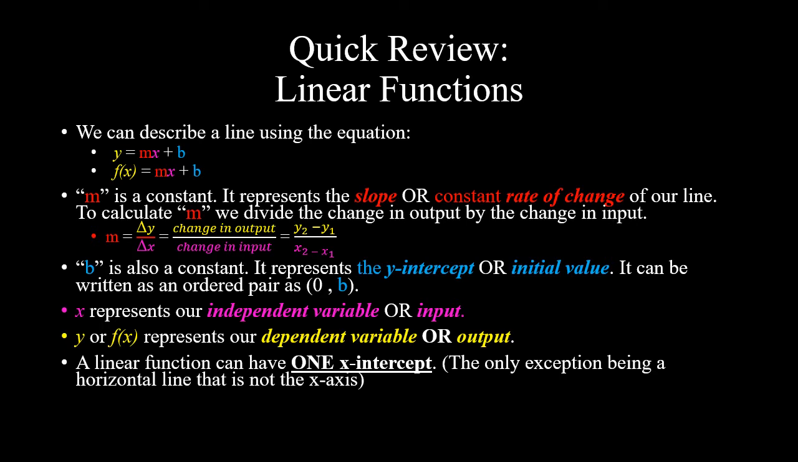I also want to mention that a linear function can have only one x-intercept. The exception being if we have a horizontal line that is not the x-axis, okay? So we saw that linear functions have this thing called a slope. They have this initial value, which is the y-intercept, and they can have an x-intercept, but only one, all right?